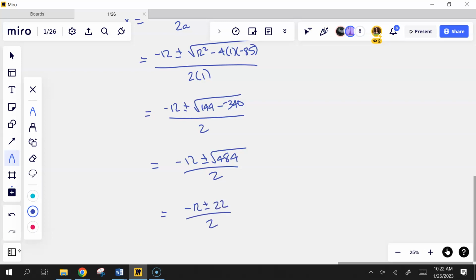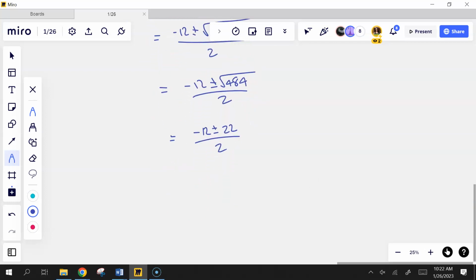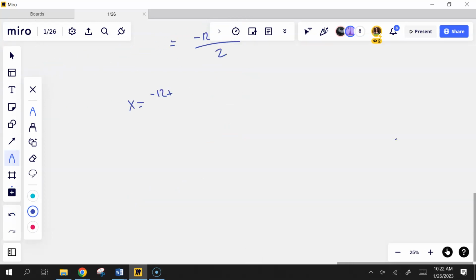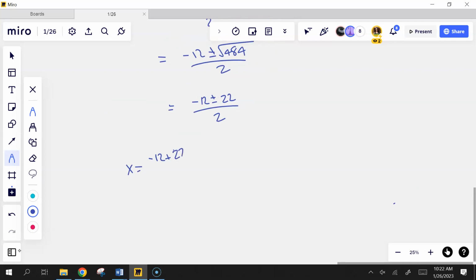It's easy when they come out like this because I'm going to have some nice answers here. I don't have to worry about simplifying because I'm just going to go ahead and split up negative 12 plus 22 over 2 and negative 12 minus 22 over 2. 5.